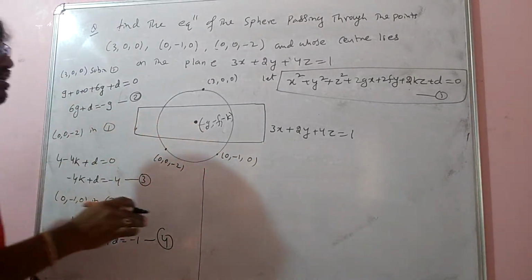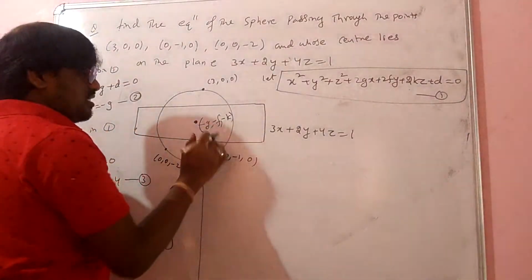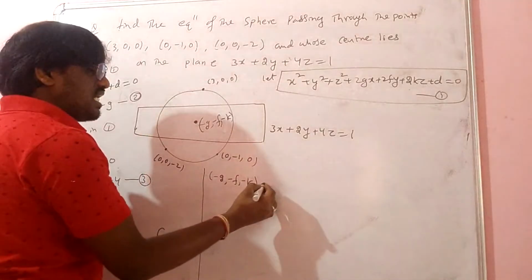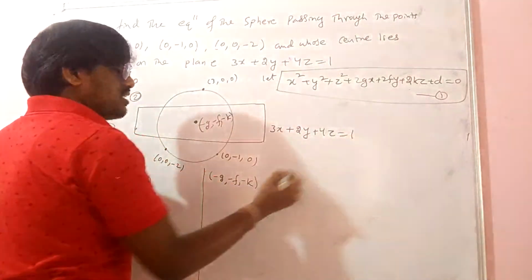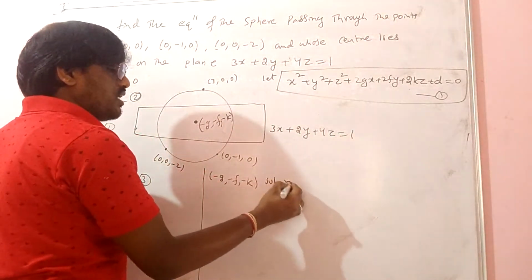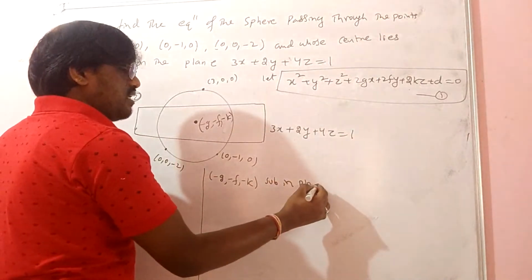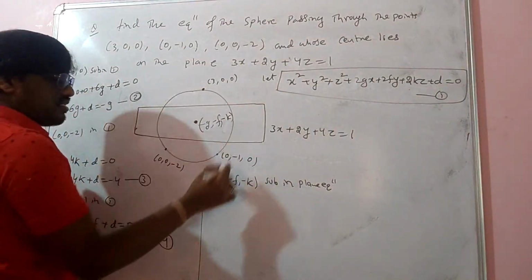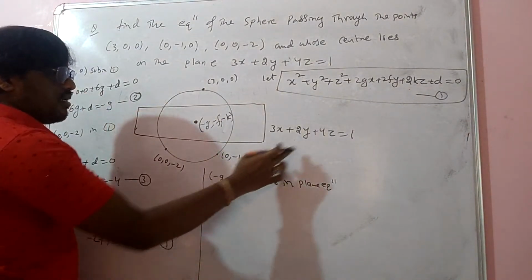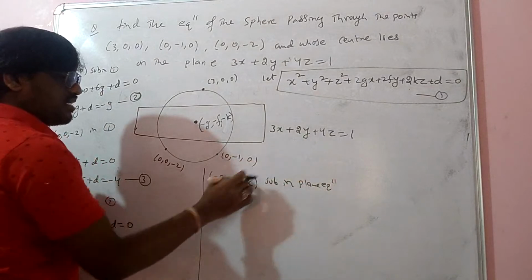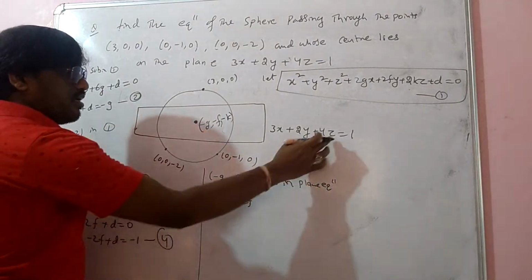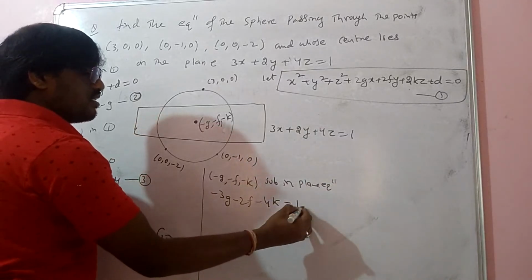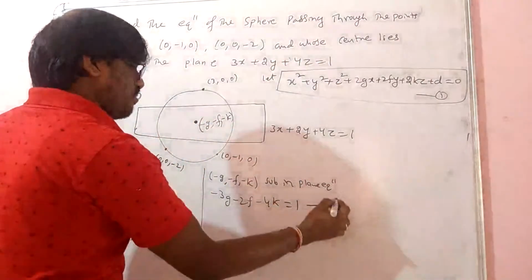Now again, the center (-g, -f, -k) satisfies the plane equation. Substitute in the plane equation. If I substitute in the place of x, it is -3g, then -2f, then -4k is equal to 1. This is what I am going to get. This is equation number 5.